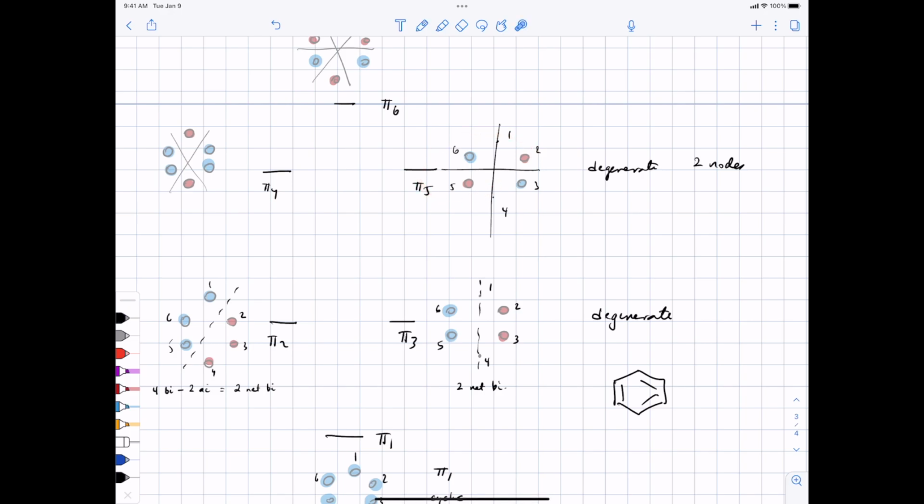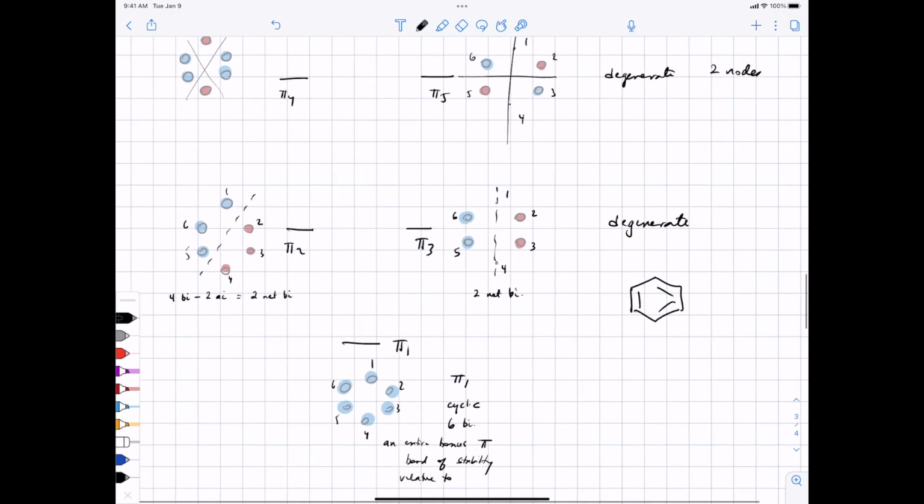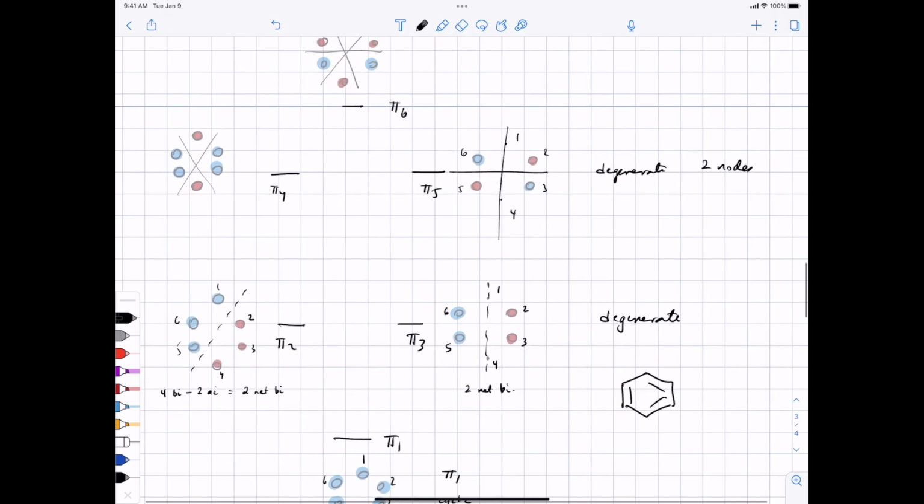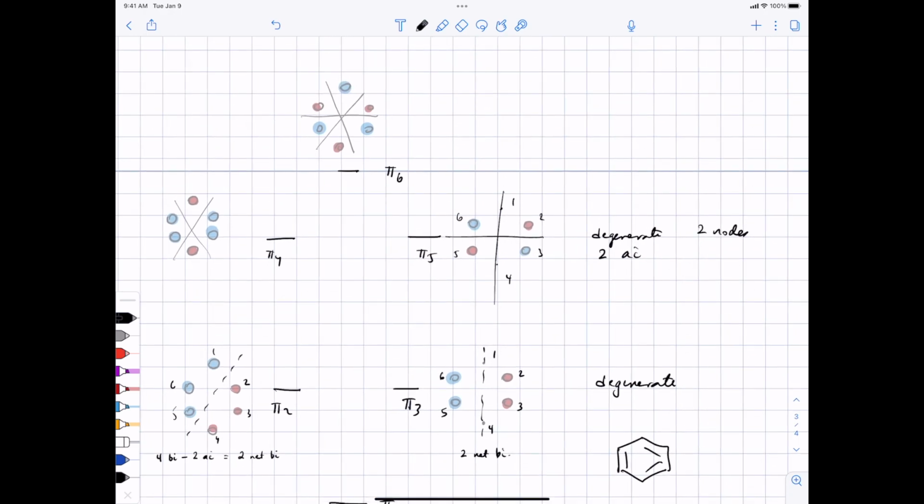You can go through these and actually count up, again, bonding interactions versus anti-bonding interactions. What you come up with is, let's see, 6 bonding interactions for the lowest energy orbital, 2 net bonding interactions for the next pair. I see basically overall 2 anti-bonding interactions here, and then 6 anti-bonding interactions here. Is that fair enough? Okay.